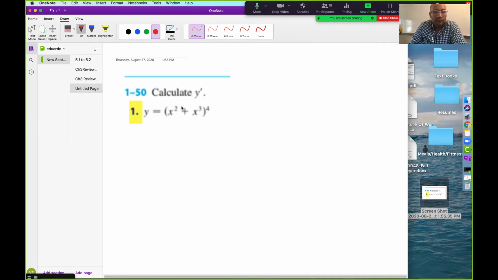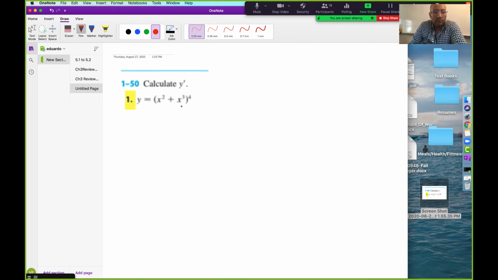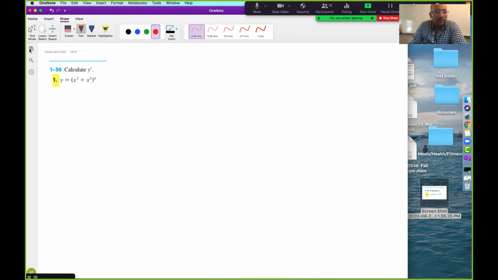Oh, that's super blurry. Okay, good enough. At least we can see what it is. So, find the derivative of this thing, and I'm going to copy it again. Sorry that this thing is so blurry.